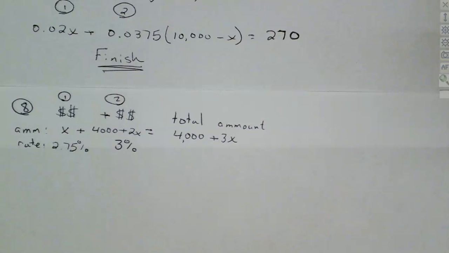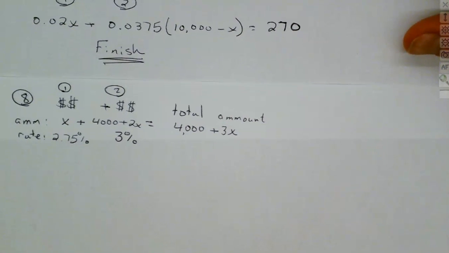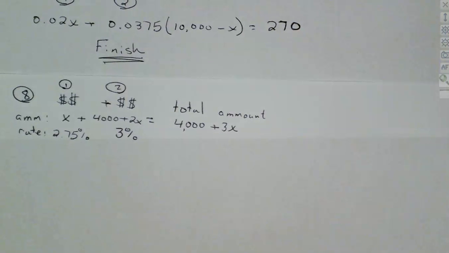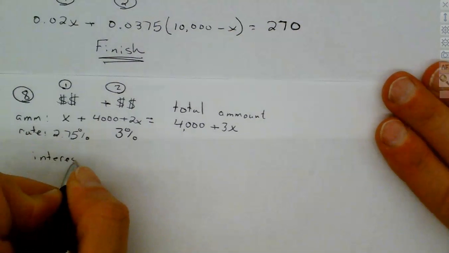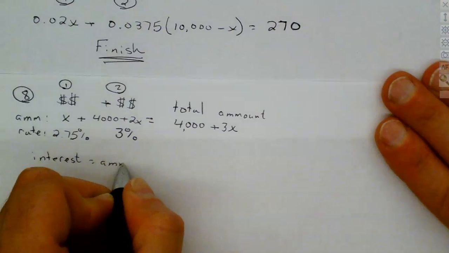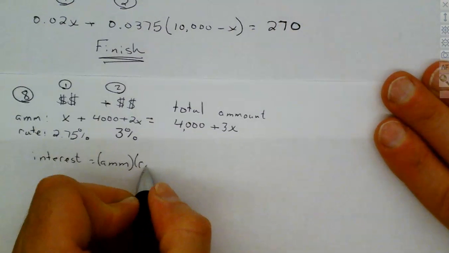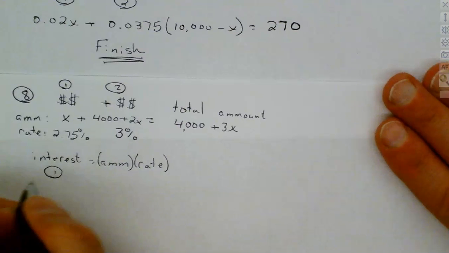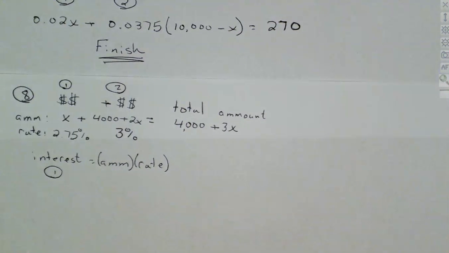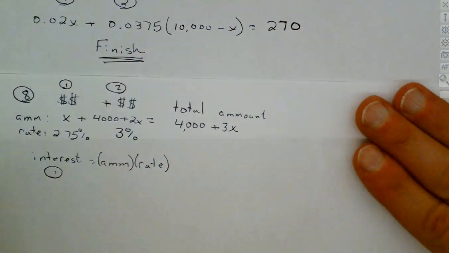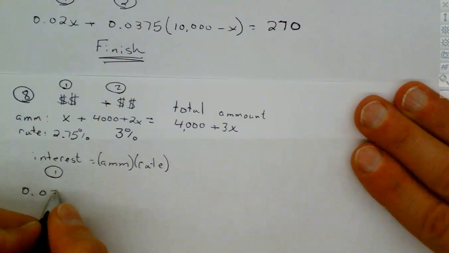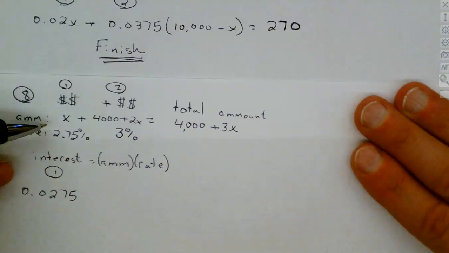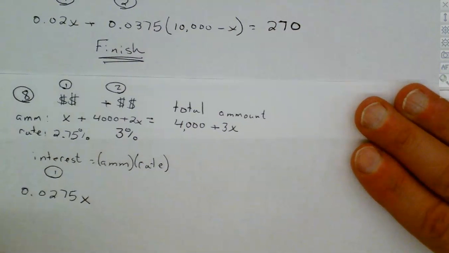We'll build our equation and answer the question. So what does it look like now? Well, we're going to look at the interest here. Interest, again, is the amount times the rate. And the first one. Make sure you're careful when you convert these. Interest rate is 2.75%. So as a decimal, that's 0.0275. And how much is in there? Unknown amount, x.